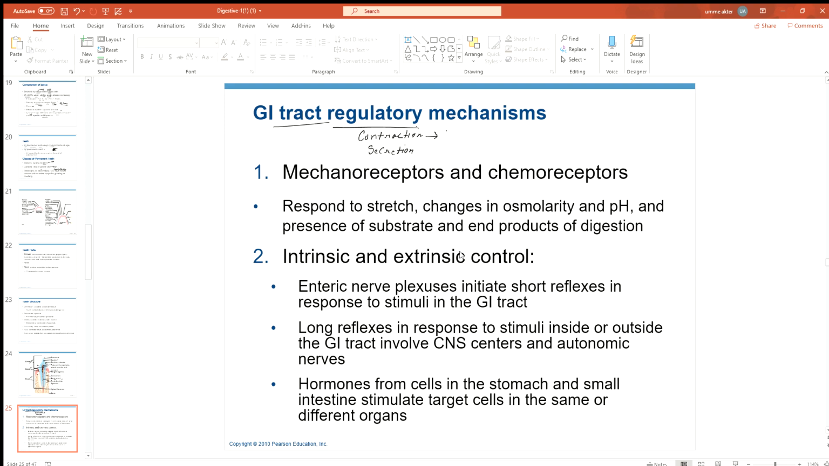So move the food, and also break the food by contraction. So contraction helps in digestion and movement. Secretion is also very important. Secretion helps chemical digestion. Right, and contraction helps to move the food, and mechanical digestion, or break the food.